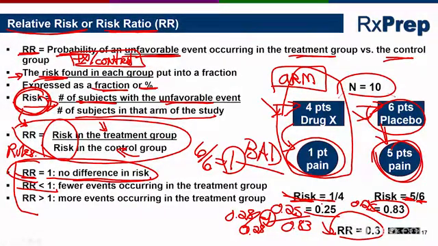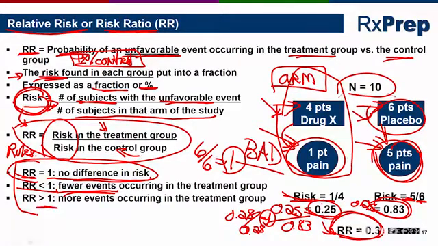Relative risk less than 1. So as in this case, 0.3 is less than 1, so you have to use the fraction part. If it's less than 1, now you're saying there's fewer events in those taking the treatment. And we did see that in this trial. Fewer events, 1 patient versus 5. Fewer events, 25% versus 83% having the bad outcome. So there are fewer events.